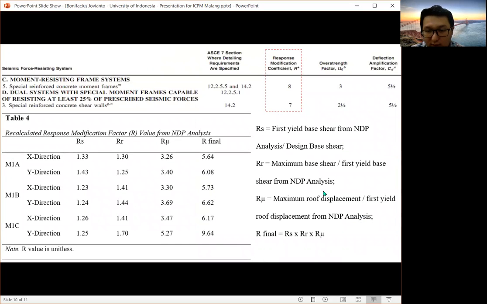All those story drifts and base shear are used to recalculate the response modification factor R, which consists of overstrength, redundancy, and ductility. These three factors are multiplied to obtain the final R. As can be seen, most of the buildings are unable to reach the prescribed R value of 8 for the reinforced concrete special moment frame.